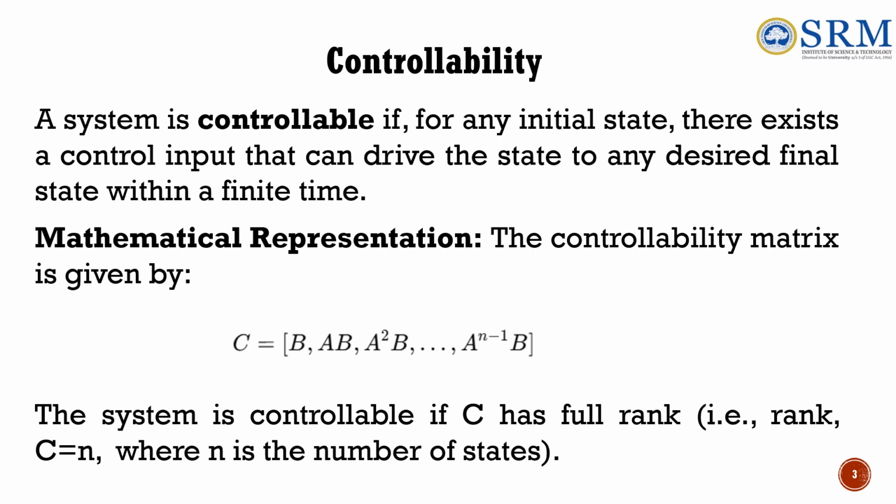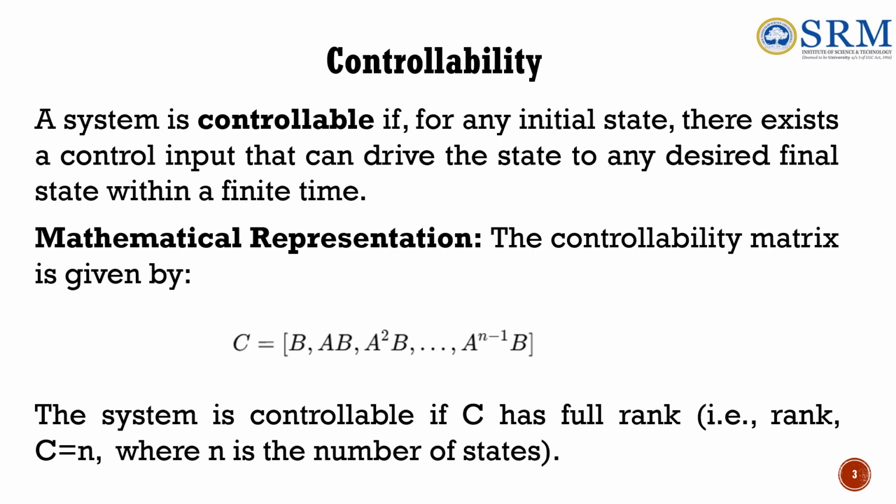Controllability of a system. A system is controllable if, starting from any initial state, it is possible to drive the state to any desired final state within a finite time by using an appropriate control input. Controllability can be mathematically represented by a controllability matrix. The controllability matrix is constructed as C equals B, AB, A squared B, and so on, up to A raised to n minus 1 times B.